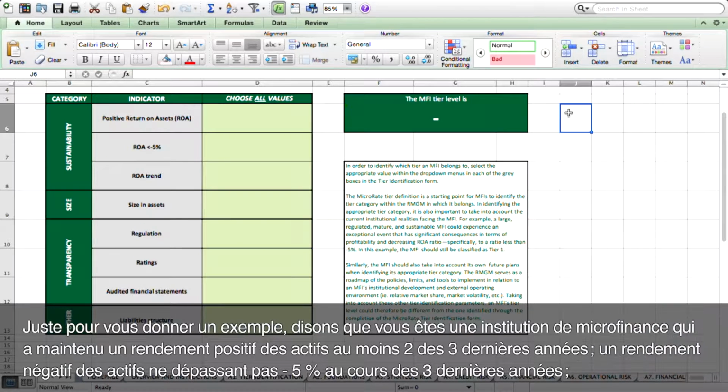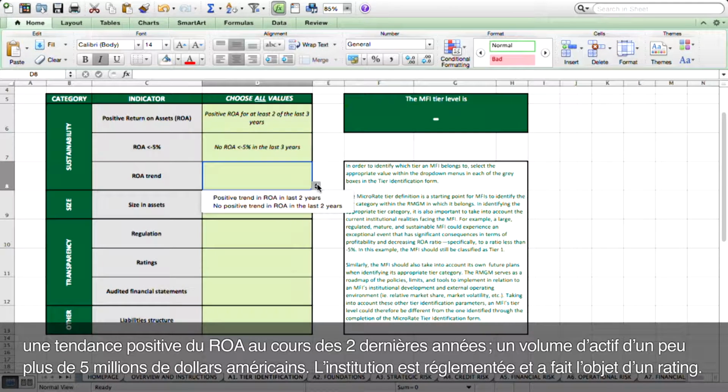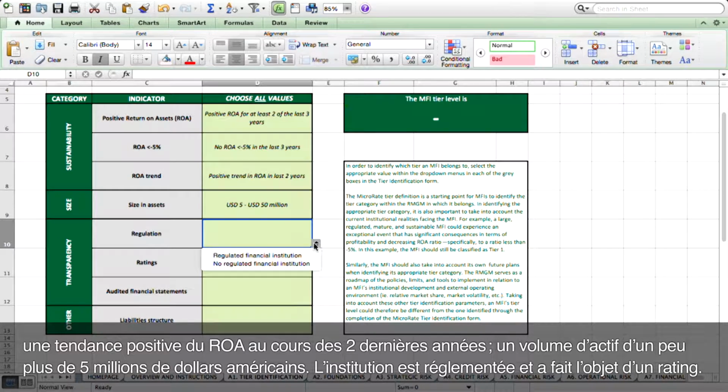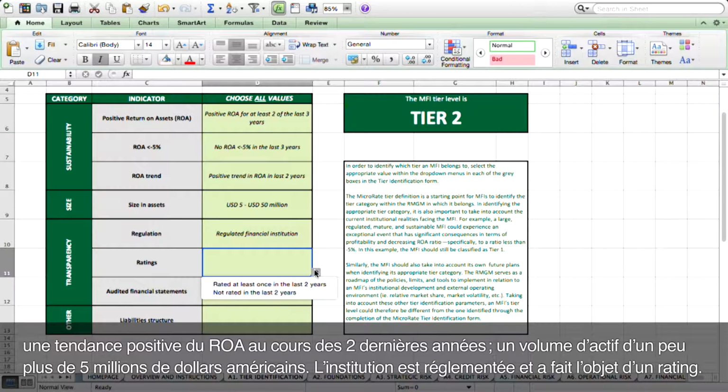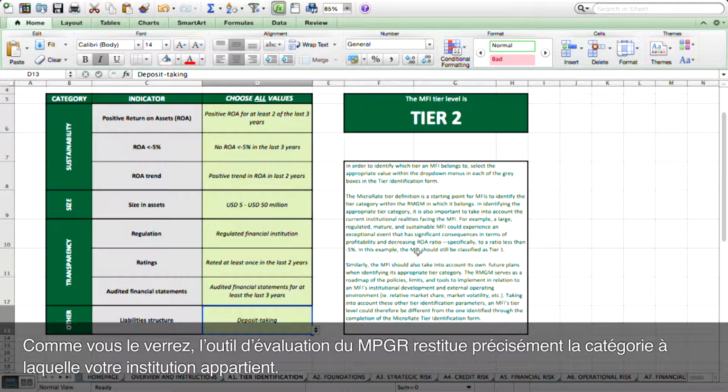Just to give you an example, let's say you're a microfinance institution that has maintained positive return on assets for at least 2 of the last 3 years, no less than negative 5% in return on assets in the last 3 years, positive trend in ROA in the last 2 years, and has an asset size of a little over $5 million US, is regulated, and has received a rating. Let's say your institution has audited financial statements for at least the last 3 years and is deposit-taking. As you'll see, the RMGM assessment tool actually populates what your tier category would be.